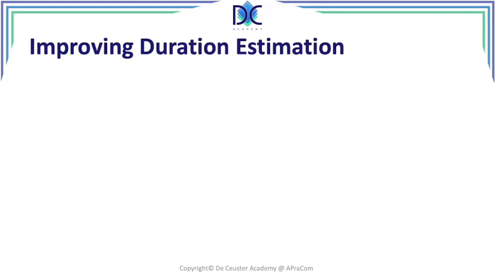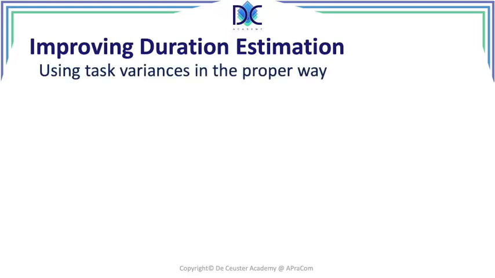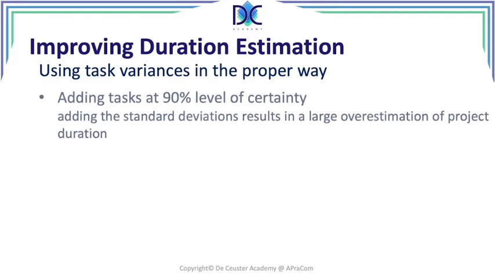So let's have a look at how we can improve the estimations of the duration. Now, when we look at task variances in the proper way, we have to look at these things. First of all, when we look at tasks at 90% level of certainty, when we add the standard deviations of all those activities, we get a large overestimation in project durations. We cannot just add standard deviations. So we have to look at it. We are having different elements influencing each other, so we have to be careful what we're doing.